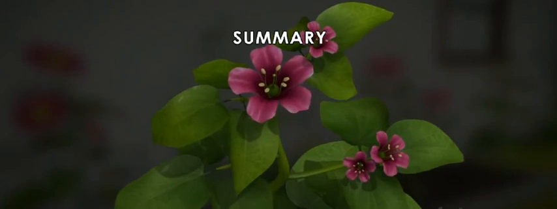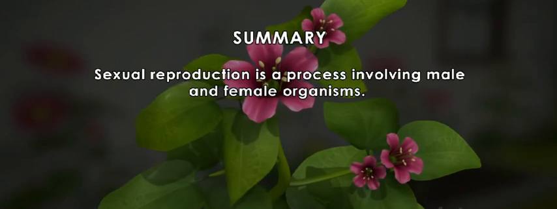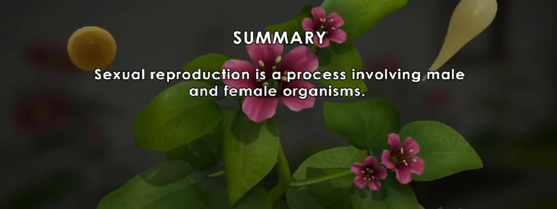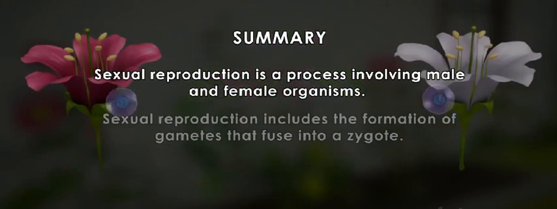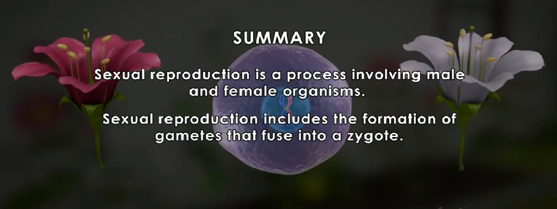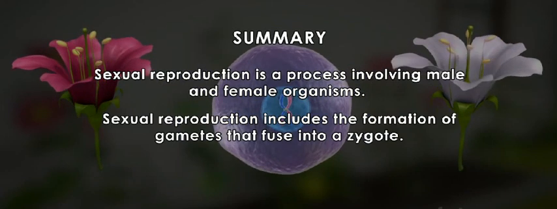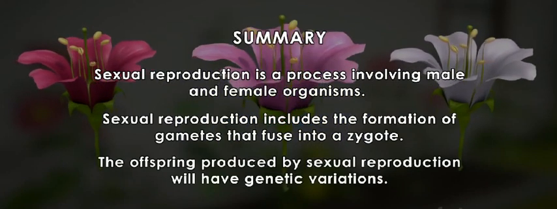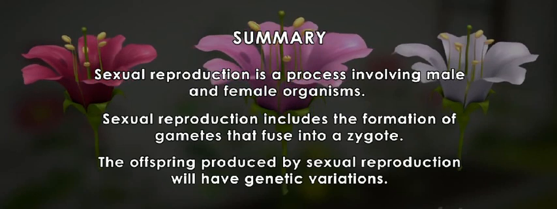Summary: sexual reproduction is a process involving male and female organisms. Sexual reproduction includes the formation of gametes that fuse into a zygote. The offspring produced by sexual reproduction will have genetic variations.